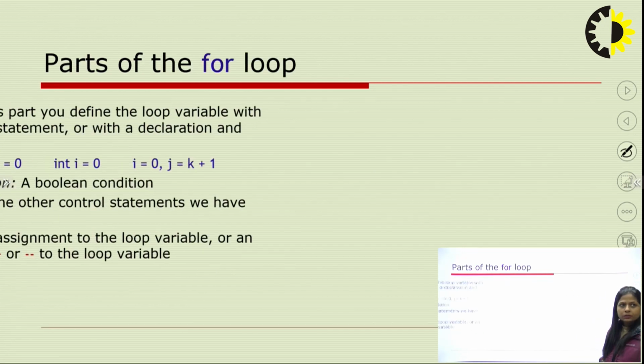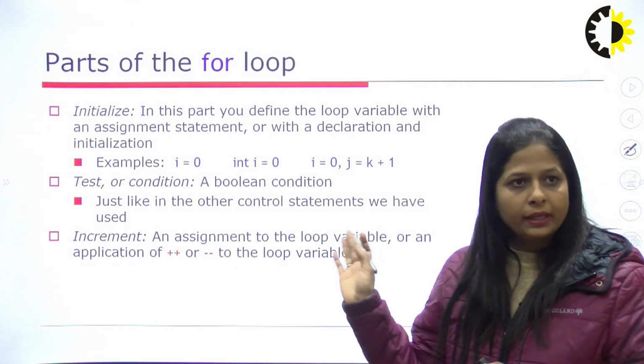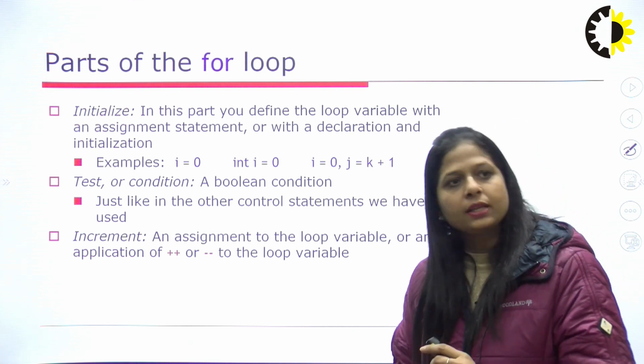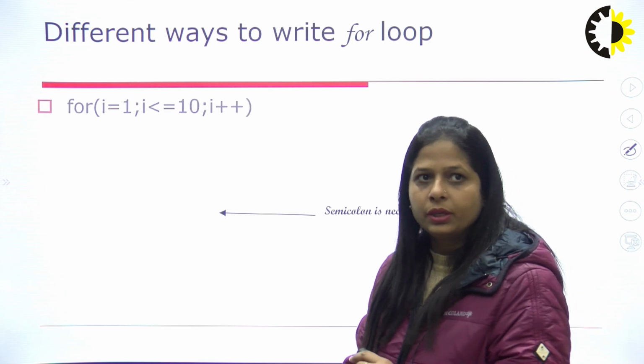Okay, these are just the parts of the for loop. As I told you, first we need to initialize, then we need to check the condition, and then increment or decrement.